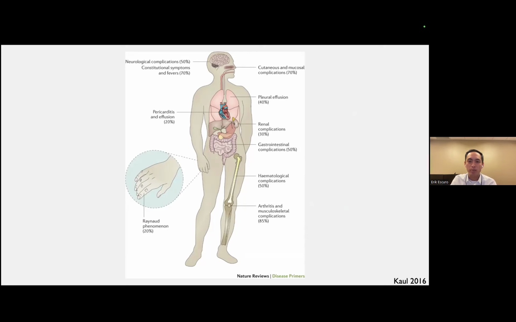So skin manifestations are a common thing that can be occurring. As you see at the top there, it can be present in up to 70% of patients. But then as you start taking a look at some of the other manifestations like arthritis, joint pain, 85%, so very common. But then as we start to go into the internal organs, you start to notice that it's not as common, whether it be hematologic manifestations, renal manifestations, neurologic manifestations, and then things involving the heart and the lungs.